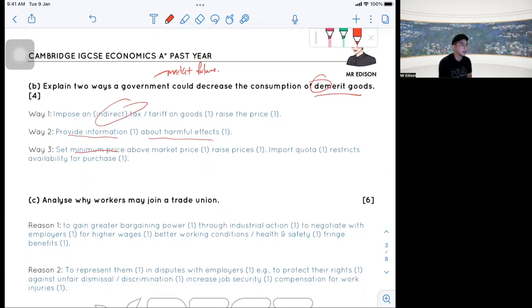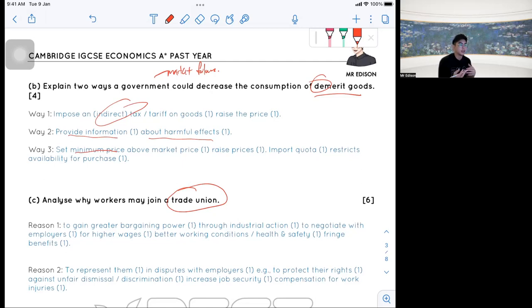Analyze why workers may join a trade union. All right, trade union. Yeah, guys, this is business studies as well. So I believe that this is not hard, right? Trade union is an association that tries to protect the rights of the worker. Keyword, the rights of the worker. They do not have any obligation to help you gain personal benefit. No, it's just your right. You deserve it, and they can fight for it for you.